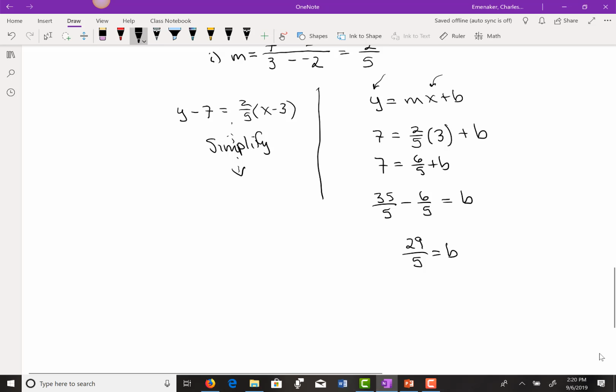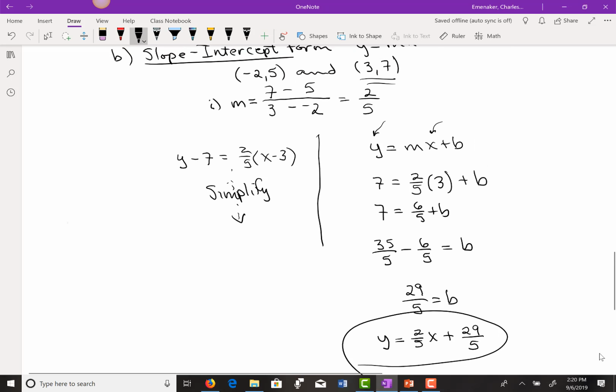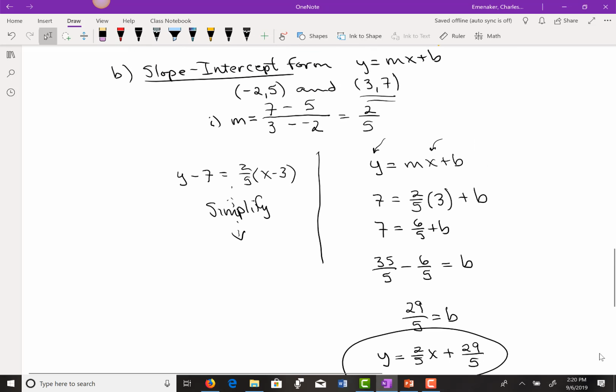Well, wait a minute. We can write our equation now. y equals 2/5 x plus b. What's b? 29/5. And there's your equation. There are two different ways to go about getting the equation in slope-intercept form. Which is the right way to do it? Both. Whichever one you're more comfortable with. And sometimes I'll choose one over the other depending on the numbers.